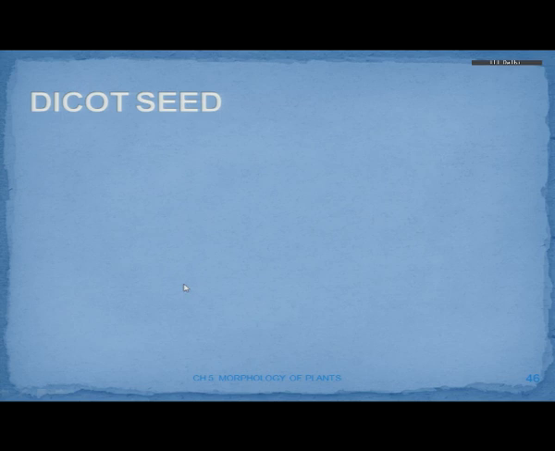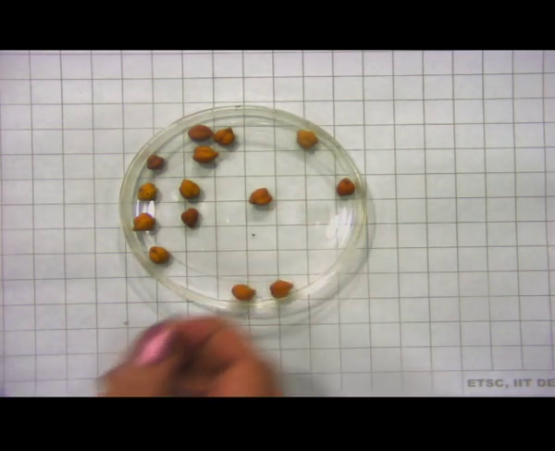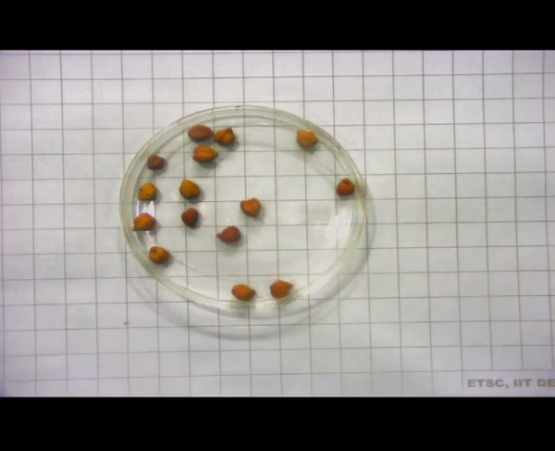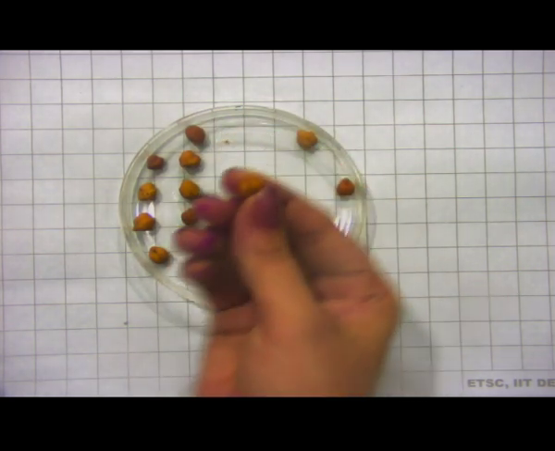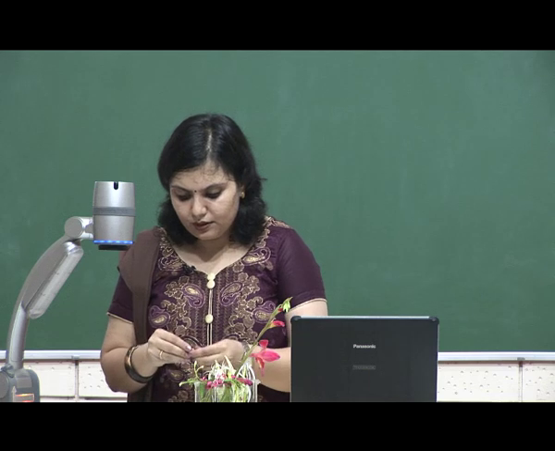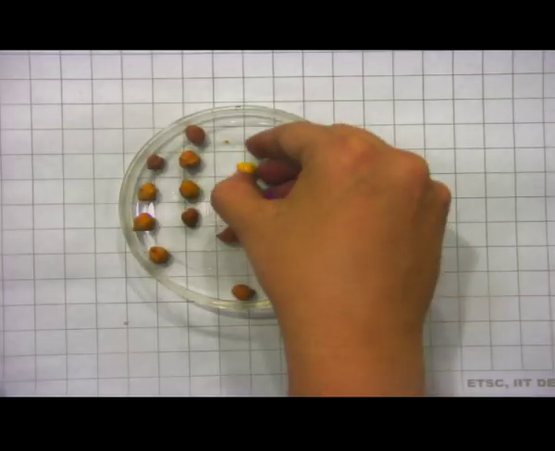Coming over to the seeds. I have got some dicot seeds here. These are chana or the gram seeds. Now each seed has a seed coat which is made up of testa and tegmen. If you soak the seeds for a long enough time, you can easily remove the seed coat. To study the internal structure, I am removing the seed coat of one of the seeds for you.